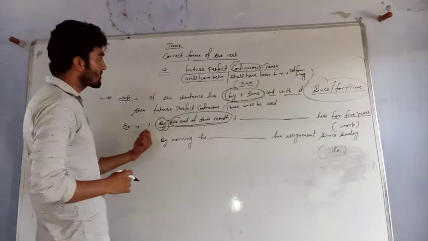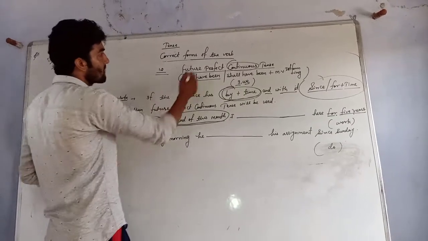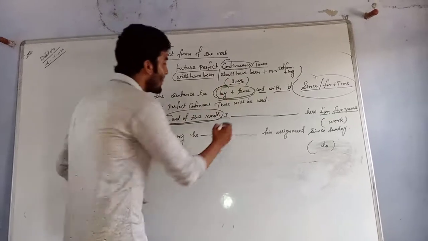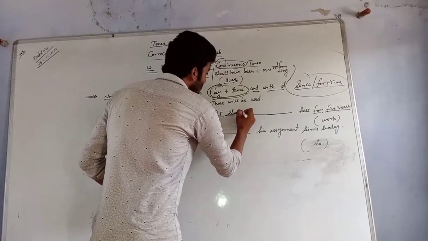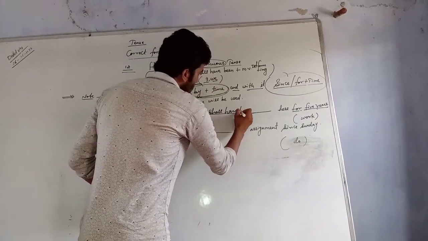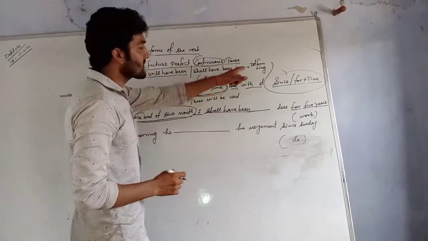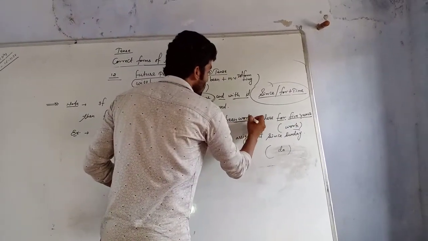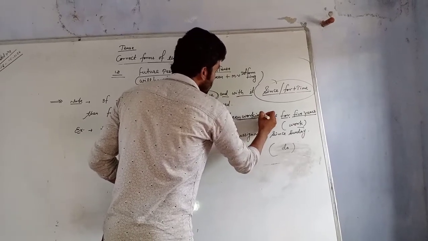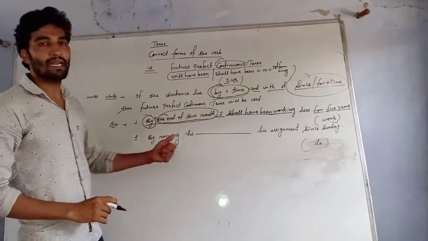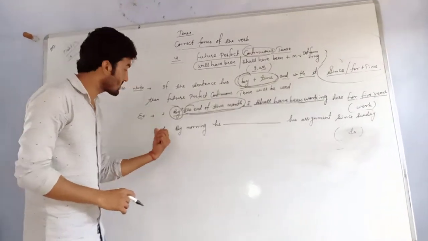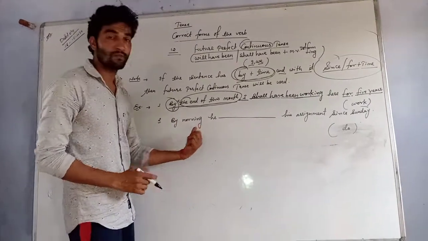So the very first sentence will be in the future perfect continuous tense. The subject is I, and with I, shall have been, and the first form of the verb. Work is the first form, and with it ing will be used. Shall have been working.